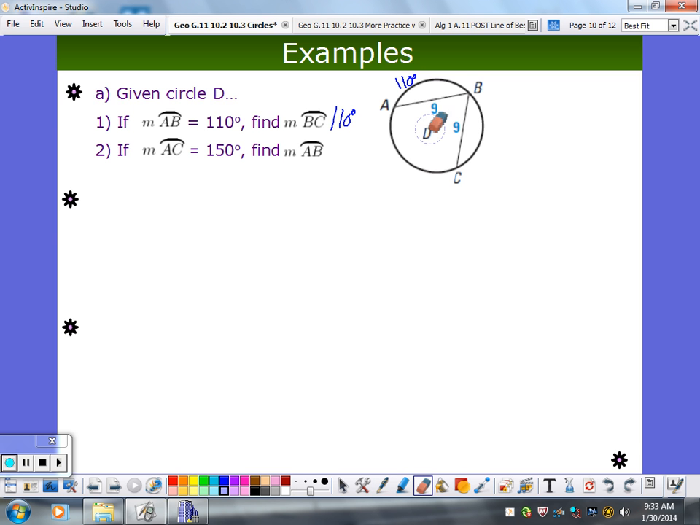Now these ones are separate. They don't build on each other. This is a whole new problem. If the measure of AC is 150 degrees, so this arc right here, I know it's this arc and not this one because it's a minor arc. Find the measure of this one. So what I'm going to call that X. How do I find that measure? What do you think?